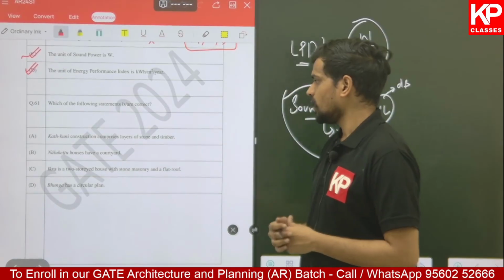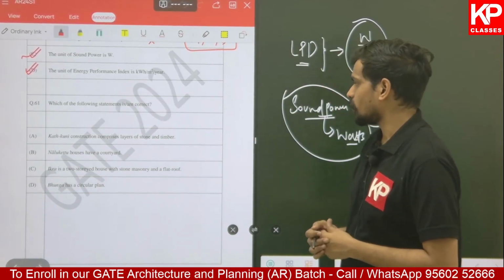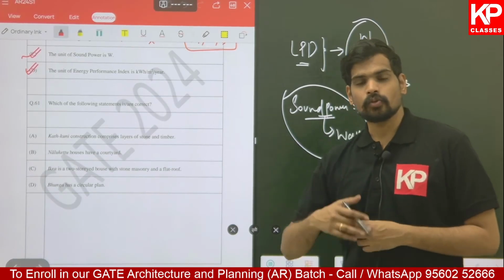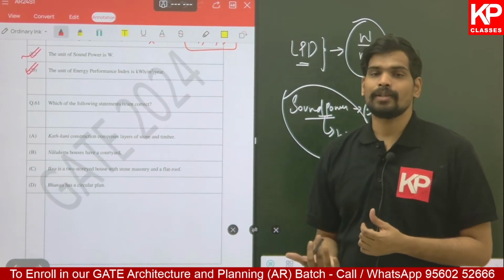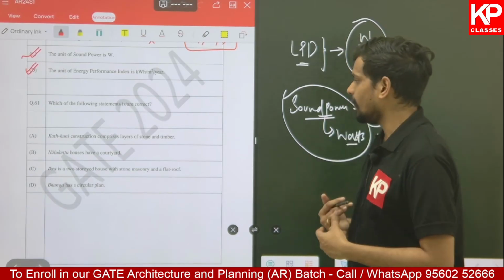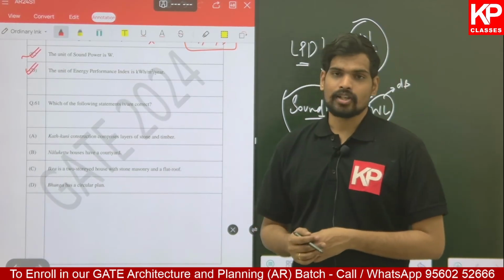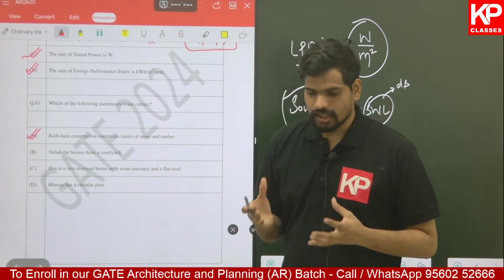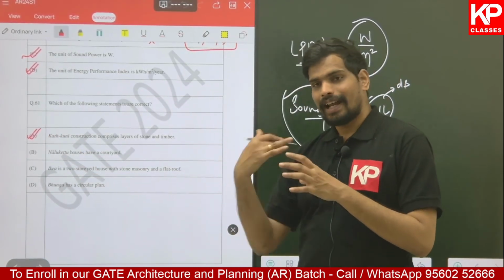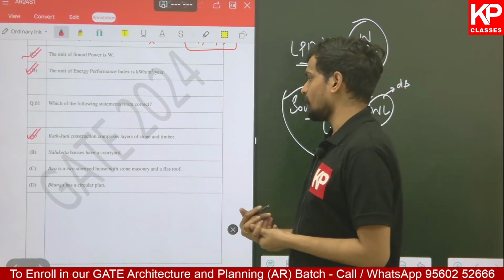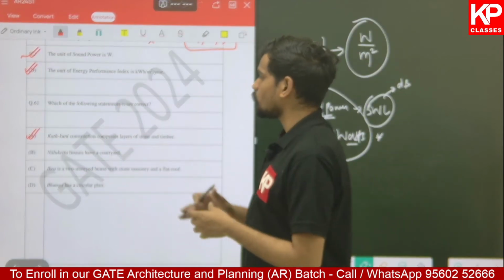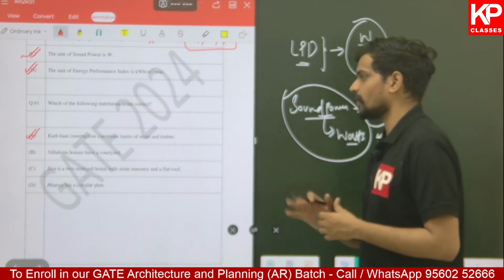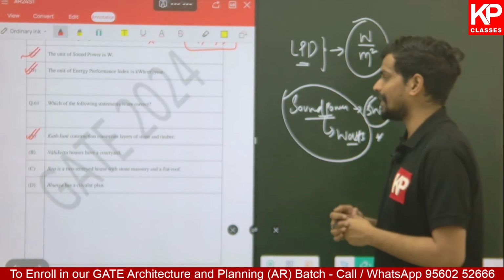The first option, Kath-Kuni construction comprises of layers of stone and timber. Kath-Kuni is a type of vernacular construction used typically in the Himachal Pradesh region in the northern part of India, where stone and timber based construction are used. So that is correct. It is a construction technique where stone masonry is integrated along with timber based members. It is popular in Himachal Pradesh. So Kath-Kuni is the correct answer. It comprises of layers of stone and timber integrated together.